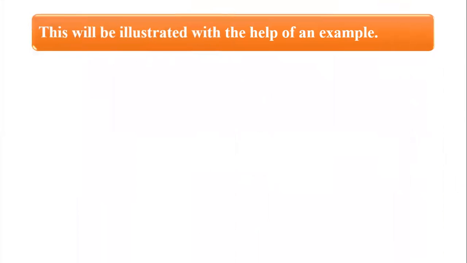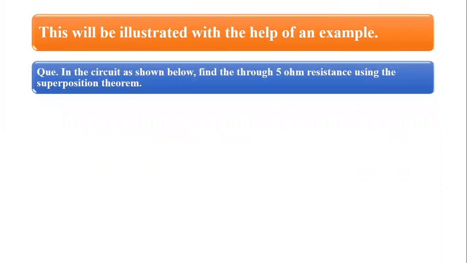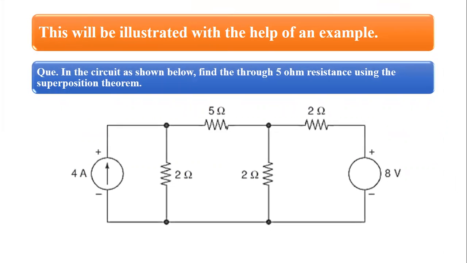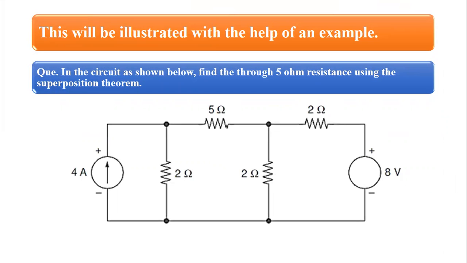So let us understand this with the help of an example. Let us consider a circuit as shown here. In this circuit, we have two energy sources. One is a current source, and then we have a voltage source here, and some resistances connected. We are asked to find the current through the 5 ohm resistance. So this is the 5 ohm resistance, the load resistance basically in this case.